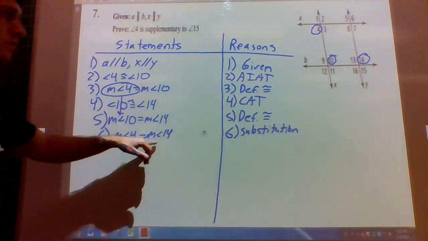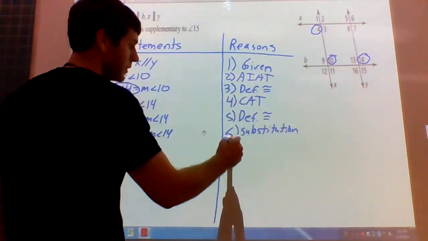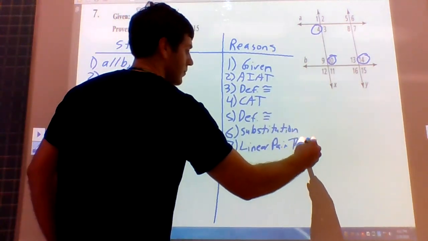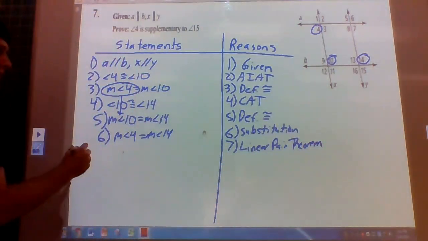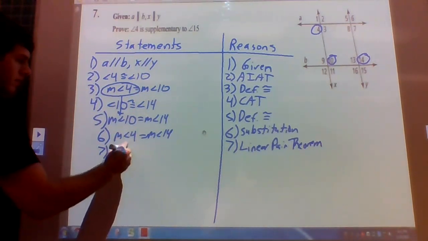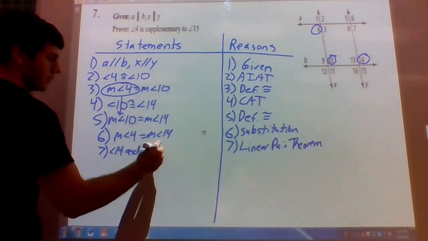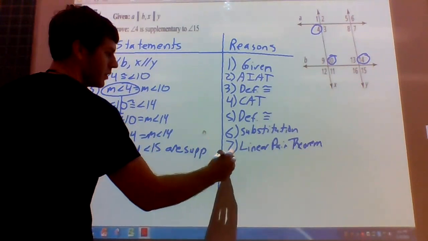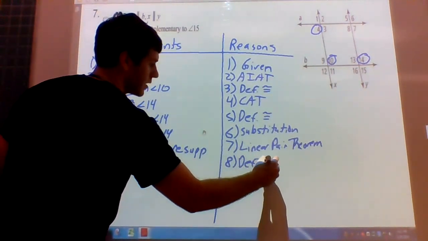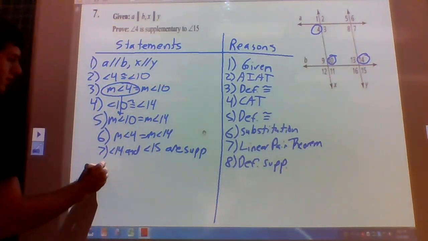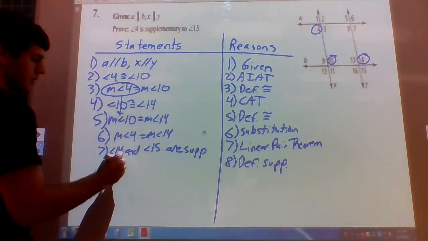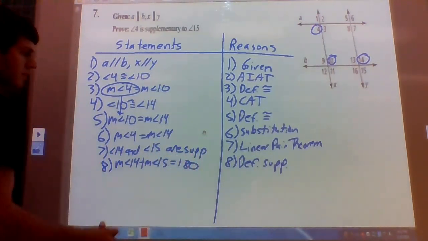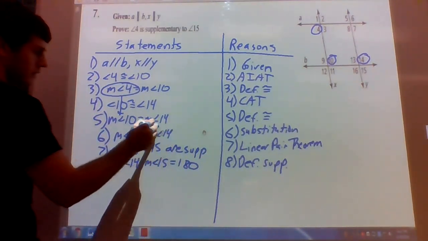Now we're at 14. The 15, that's a linear pair, so we're going to use the linear pair theorem, which tells us linear pairs are supplementary. So we know that angle 14 and angle 15 are supplementary. Then we can use the definition of supplementary. The definition of supplementary is going to tell us that the measure of angle 14 plus the measure of angle 15 equals 180.